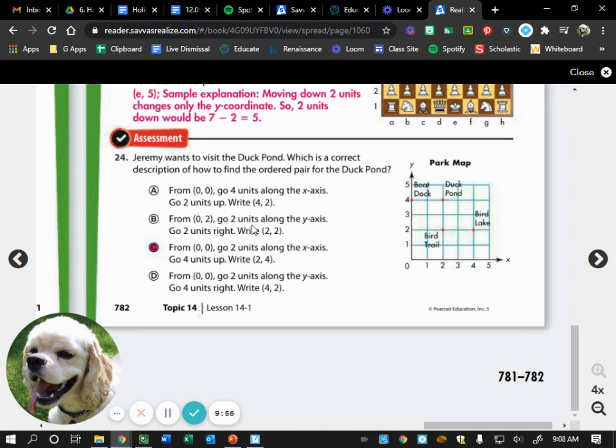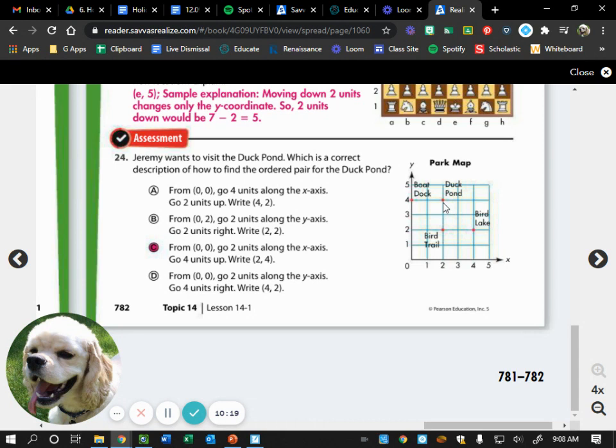It did, but they tell you what to write for the coordinates of it. And the coordinates are wrong on B. They tell you to write 2, 2. Now, if we actually go to 2, 2, that's Bird Trail. Duck Pond is 2, 4. That's what made B incorrect. The directions were correct. It was the last part, writing the coordinates, that was incorrect.